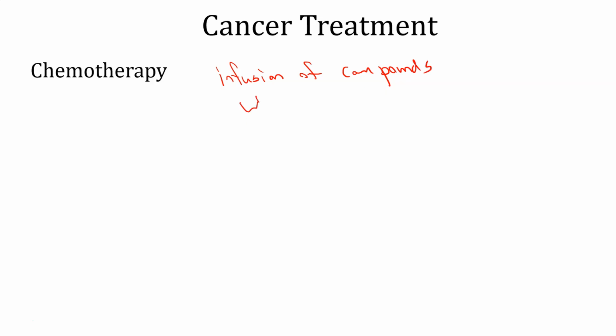All right, we'll finish up here by talking about various treatments that can be used to treat cancer. One is chemotherapy, which is basically an infusion of agents or compounds that destroy dividing cells. So it's actually pretty broad. It will just go through and destroy any cell that's undergoing cell division.